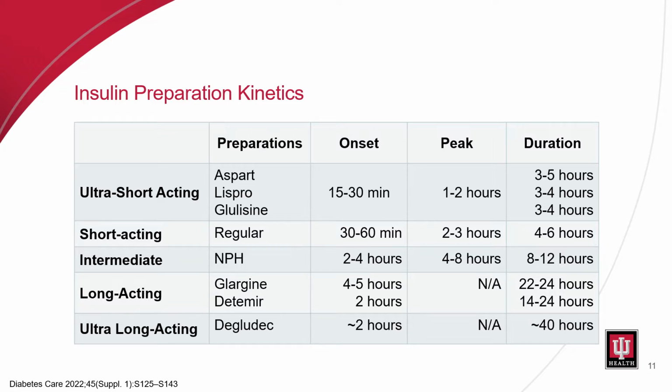We really don't expect our long-acting insulins to have a peak due to their kinetic values. They should provide a pretty steady rate of coverage throughout the day. Most long-acting insulins are dosed daily or sometimes twice a day. And then our ultra-long-acting insulin is degludec, with an onset of about 2 hours and a quite long duration of about 40 hours, and again, no peak value. However, degludec is most often dosed just once a day.